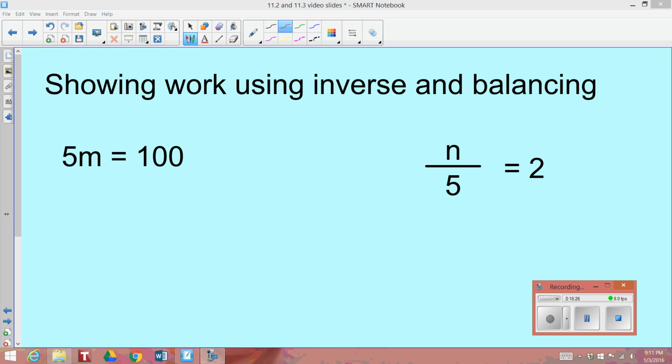Why don't you press pause on the video and try to solve the following. Try to figure out what the variable is and try to use the inverse operations and balancing. So what you do to one side, you have to do to the other. And then when you're done, you can press play and the answers will be there.